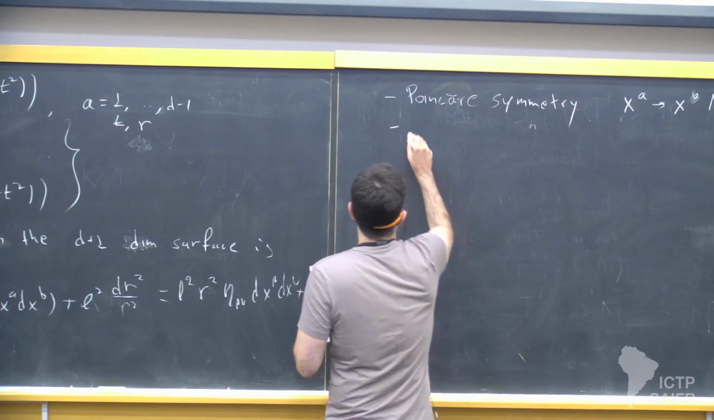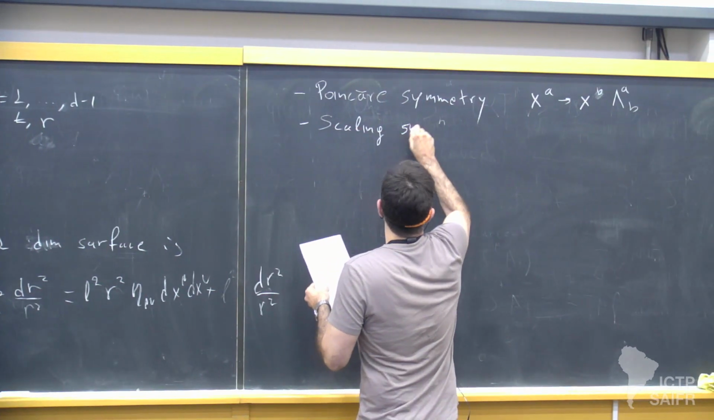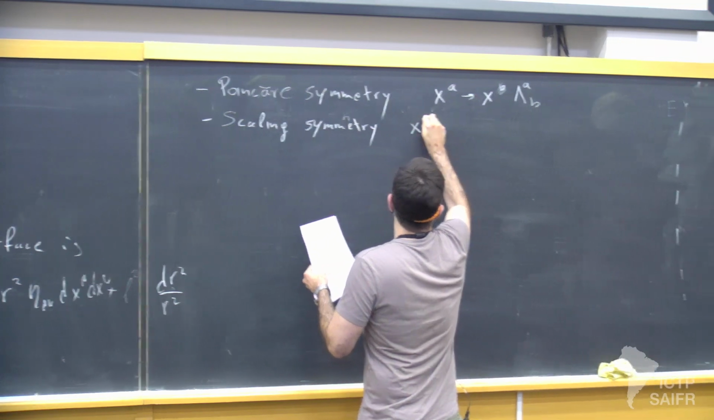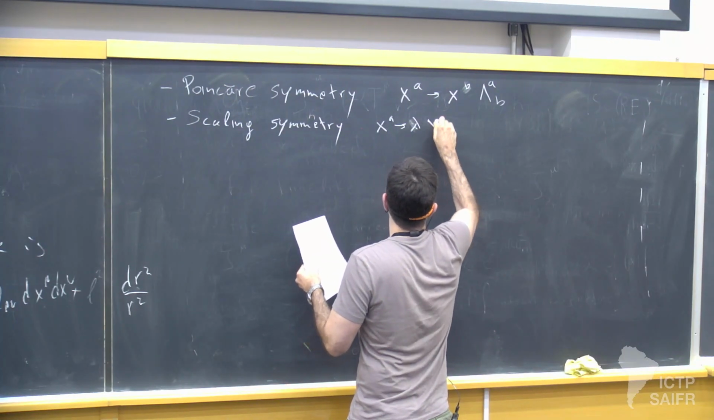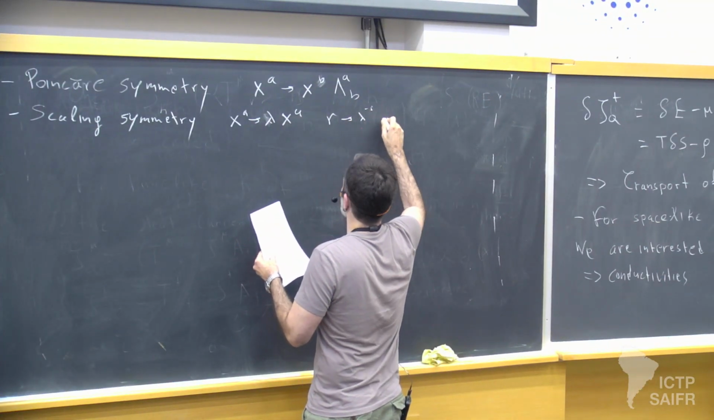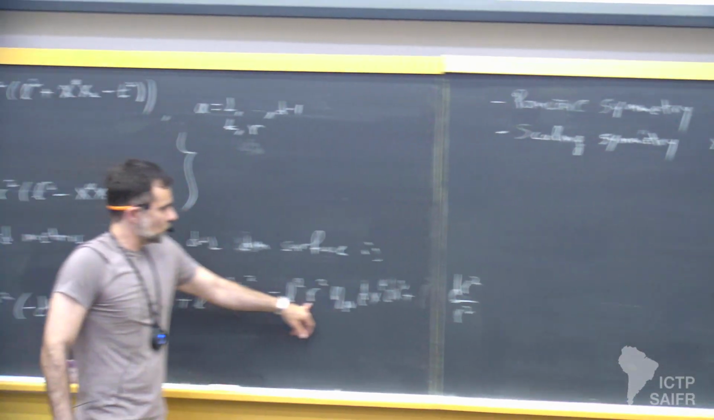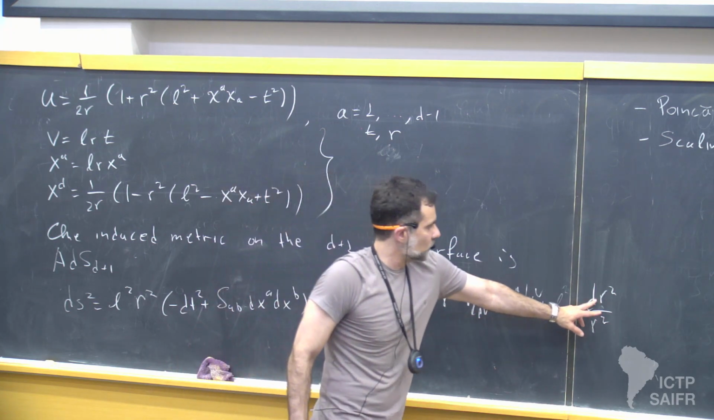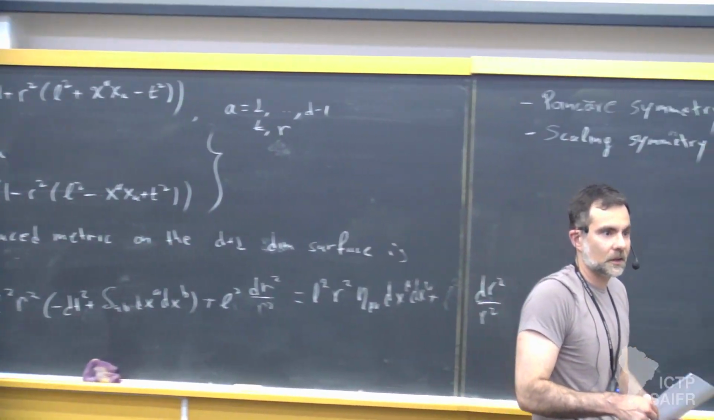But what is slightly more interesting is the scaling symmetry. The scaling symmetry is simply scaling the x^mu coordinates by some number lambda, and the r coordinate in the opposite way. You see that the role of this r squared here is precisely to cancel out the lambda squared you will get from the x's. You have the r squared over r squared, so that will be invariant under scaling symmetry.